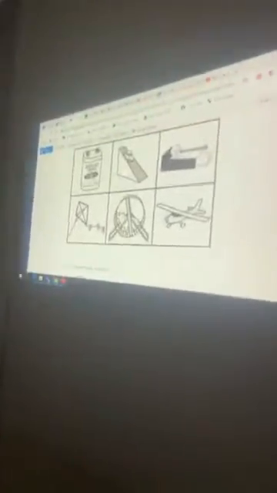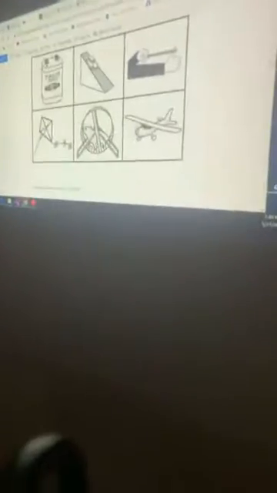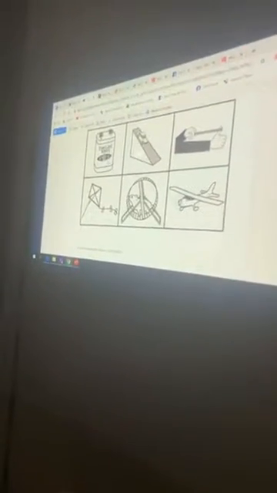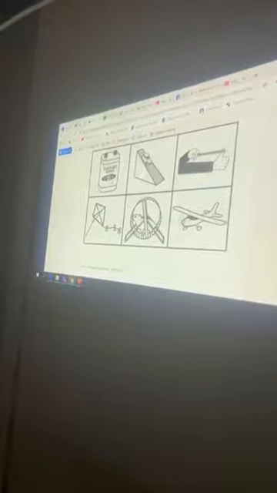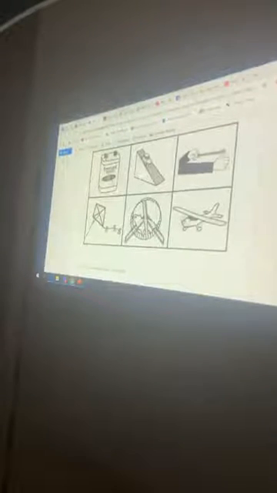Are there any questions about what you're supposed to be doing on this particular sheet? Give me a thumbs up if you understand everything.